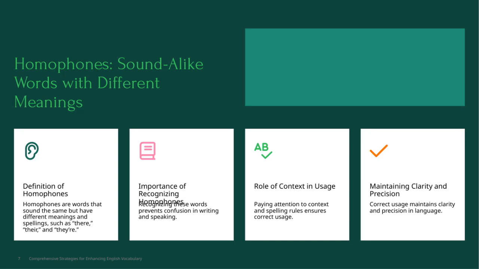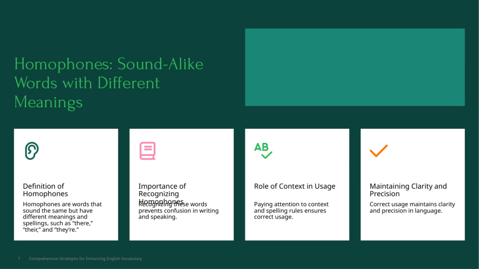Homophones are words that sound exactly the same, but have entirely different meanings and spellings. For example, think about there, and their. Although they sound alike, each one has a distinct use. It's really important to recognize homophones to avoid confusion when we're writing or speaking.